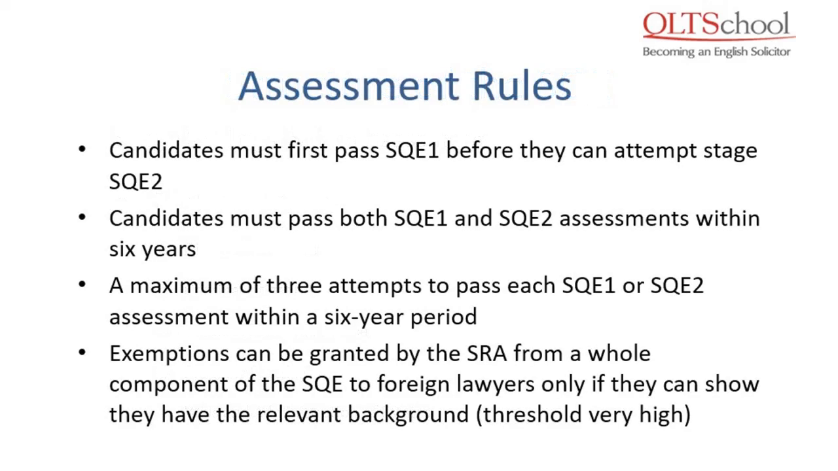It is important to understand both the rules and sequencing of the SQE. Candidates must first pass stage 1 before they can attempt stage 2. This is logical when you think about it, as stage 1 requires that candidates demonstrate their knowledge of both the substantive and procedural law, whereas stage 2 assumes that level of knowledge in order to assess them on their practical legal skills. Candidates must pass both SQE1 and SQE2 stage assessments within 6 years, and there is a maximum of 3 attempts permitted to pass each stage within a 6-year period.